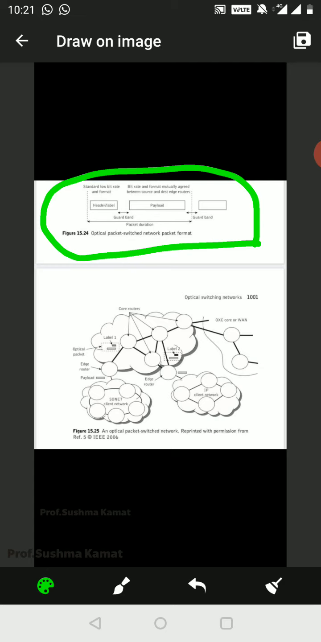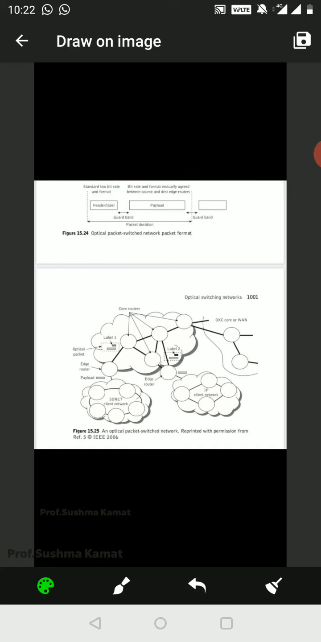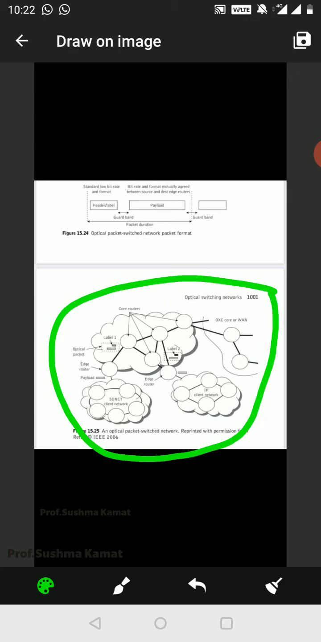So if this particular thing is clear to you all, I want to show you all how an optical packet switched network looks like. In this picture, you are able to find different clusters. There are lots of OXCs or WANs which are connected. It even has got labels. It has got a SONET client network. It has got IP client network, and here the packets in an OPS network can carry different types of traffic. Therefore, such an optical packet switching scheme can integrate existing SONET and IP based networks.